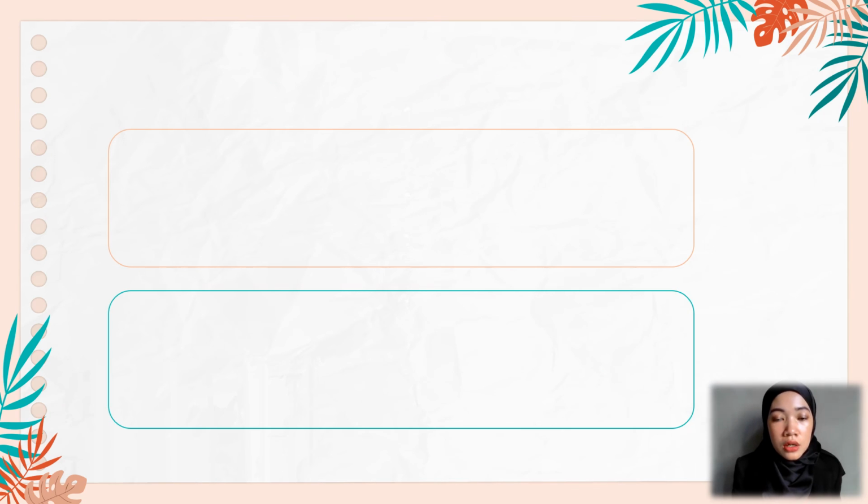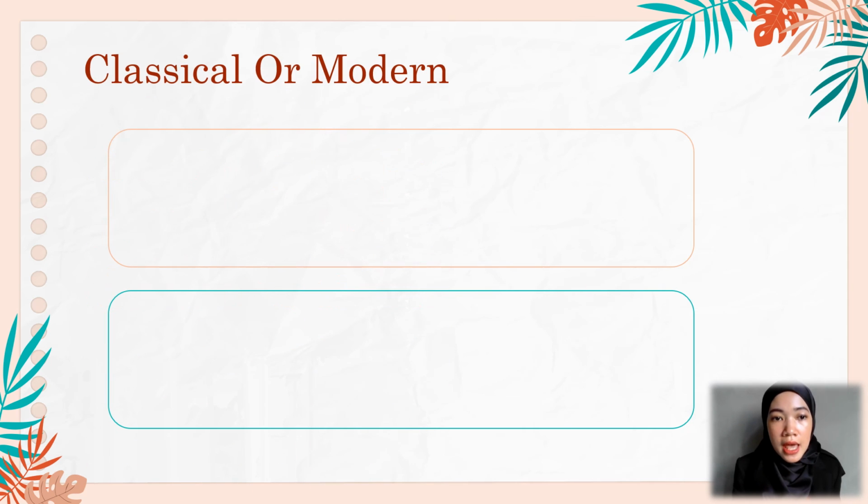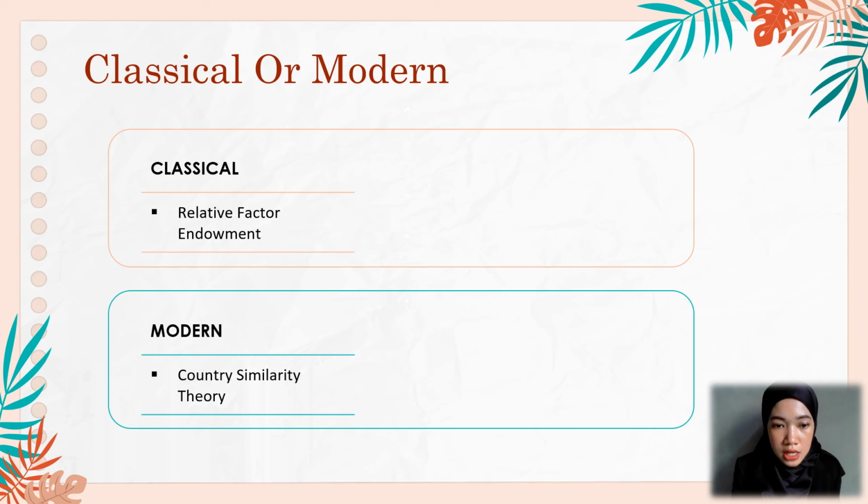So, about country similarity and relative factor endowment, which is classical or modern? For classical is relative factor endowment, and for modern is country similarity theory.